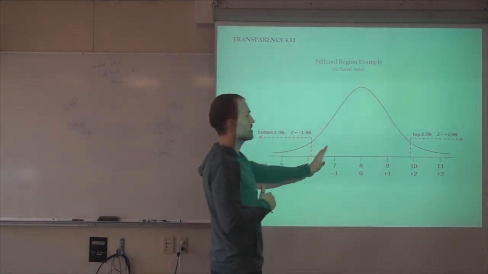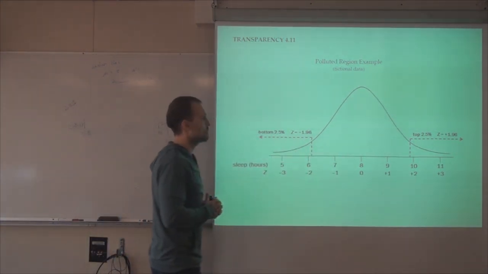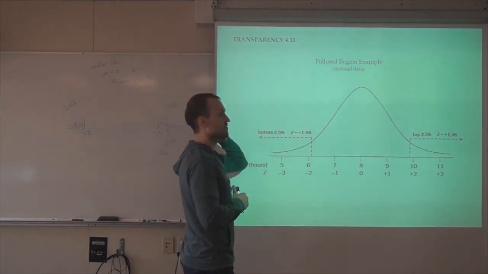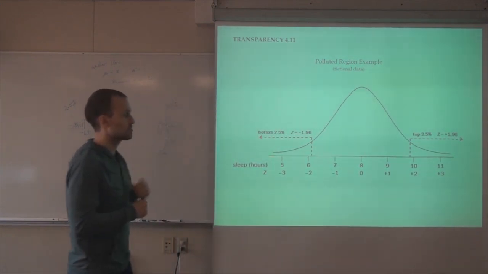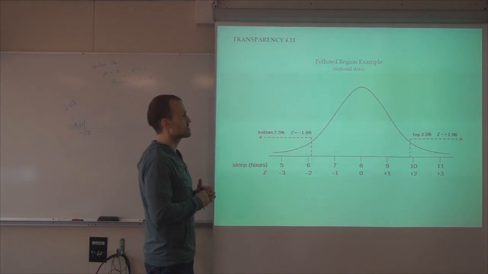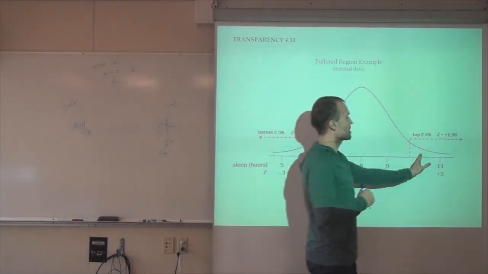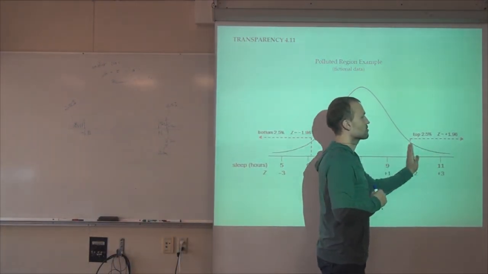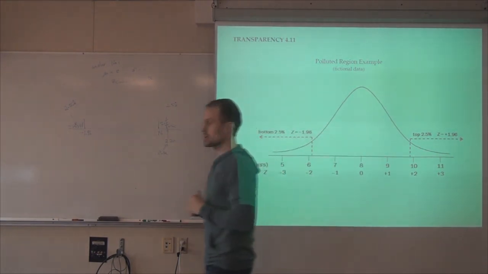You have your two cutoffs because I split the 5% up, giving me a Z cutoff value of plus and minus 1.96. I get my observed value and it fell over here, more extreme than one of them, so I reject.